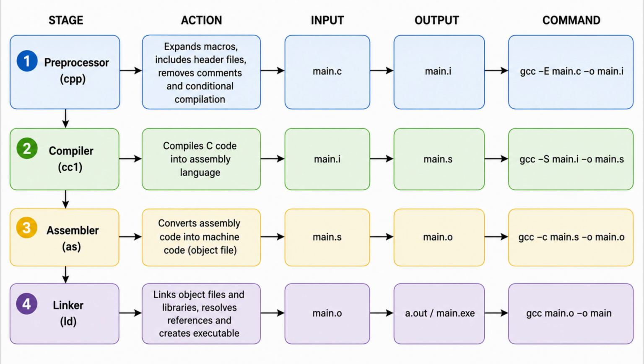Now the third stage is the assembler stage. It will convert the assembly code into machine code, which is an object file. Here the input file can be either a .s file or a .c file, and we will use the command -c instead of -S. Let's go back to the terminal and see how this command works.